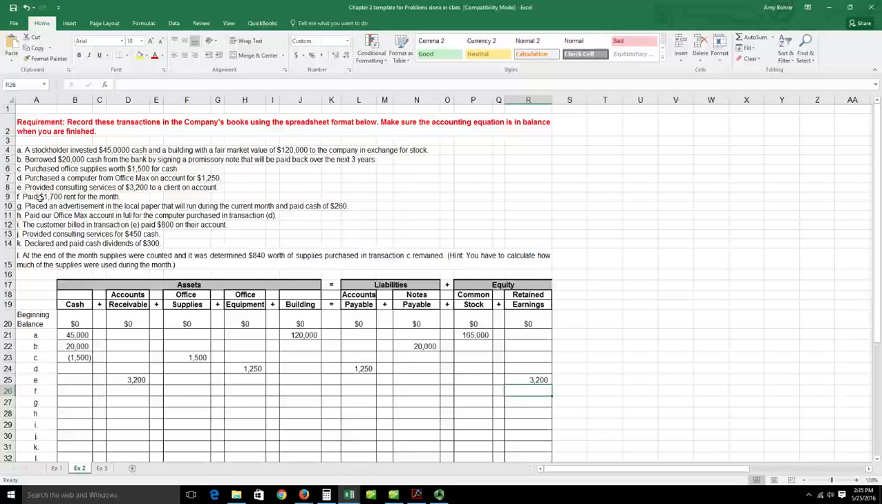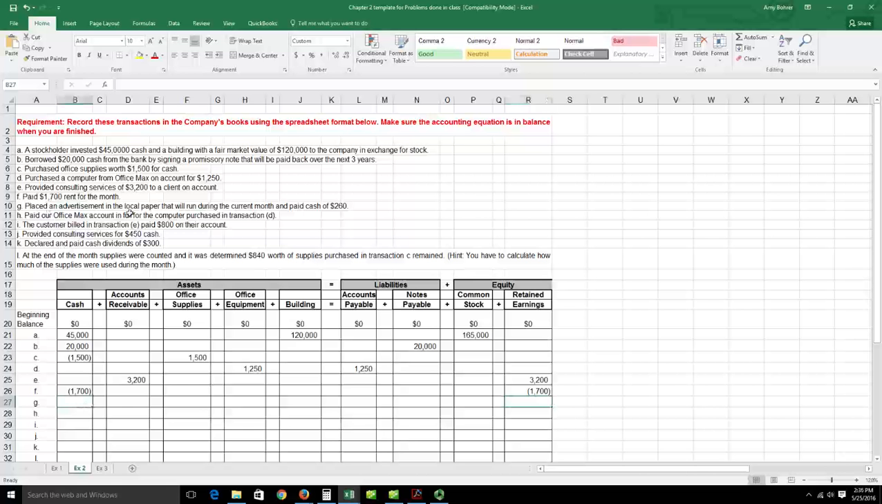All right, now we're on F. It says we paid $1,700 worth of rent for the month. And so again, we're paying money out. So my cash is going down. I have to enter that as a negative. And my expenses, my rent expense is going up, but retained earnings is going down. This is the earnings I'm retaining in the business. So my assets went down and my equity went down.